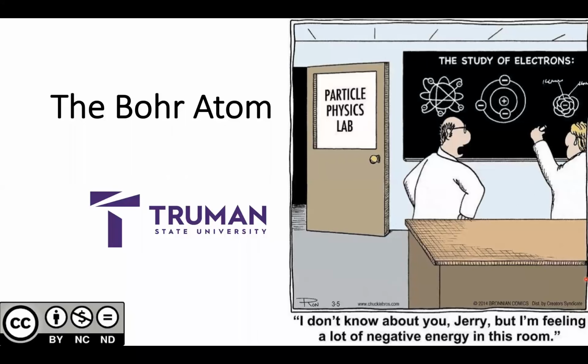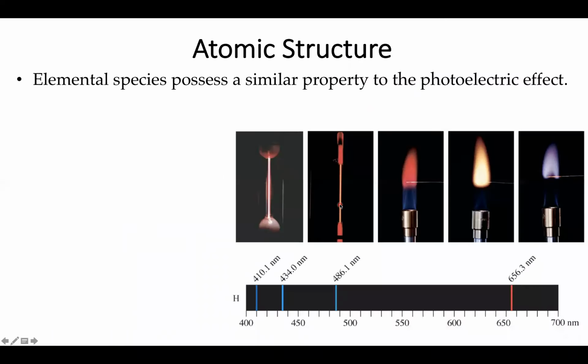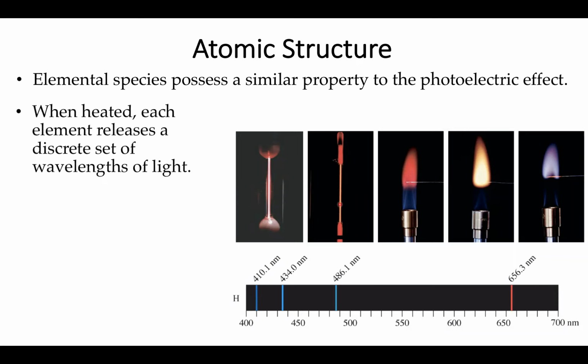So today we're going to be applying our lessons about the quantum nature of electrons and photons that we learned from the photoelectric effect and looking actually at atoms. It turns out there's actually a fairly similar phenomenon in elemental species as you get in the photoelectric effect. So what happens is you can heat any of your given elemental species in their pure elemental form. And what ends up happening is we get very discrete wavelengths of light out.